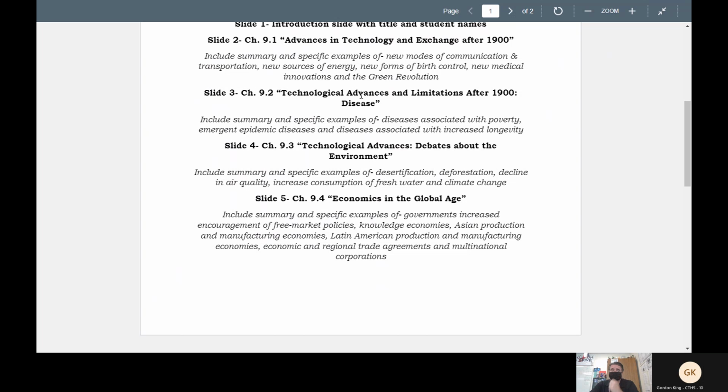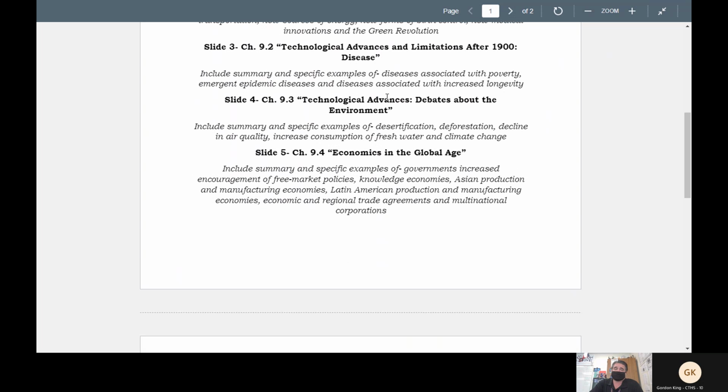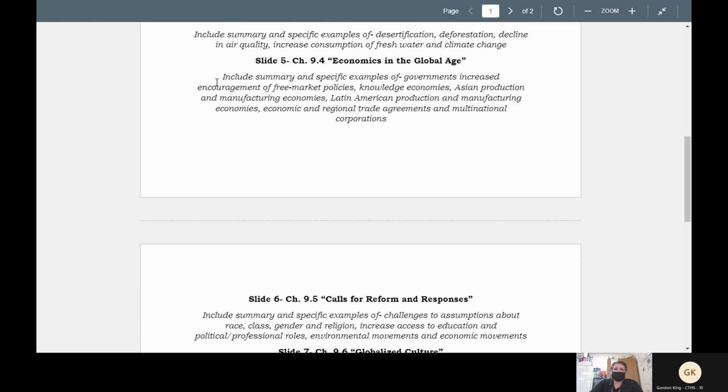Slide 3, Chapter 9.2, Technological Advances and Limitations After 1900 Disease, include a summary and specific examples of diseases associated with poverty, emergent epidemic diseases, and diseases associated with increased longevity. Chapter 9.3, Technological Advances, Debates about the Environment, include a summary and specific examples of desertification, deforestation, decline in air quality, increased consumption of fresh water, and climate change.